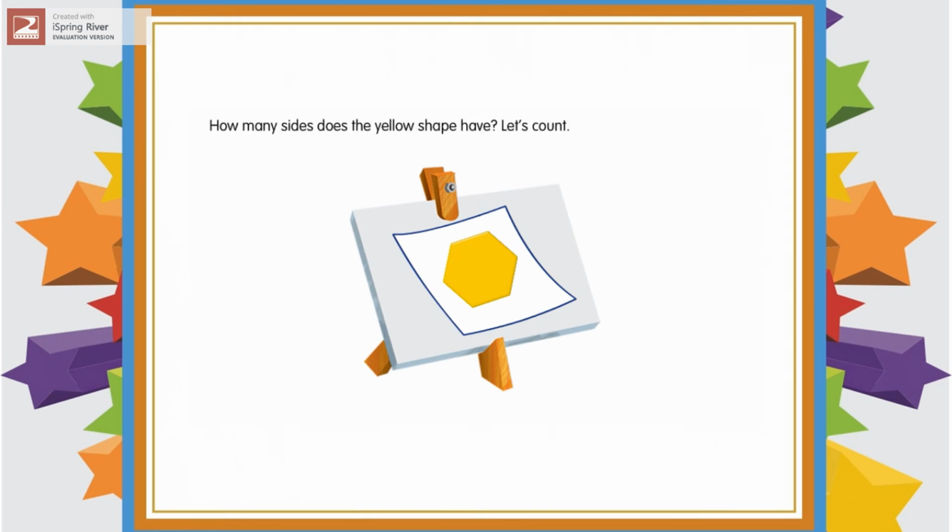How many sides does the yellow shape have? Let's count. 1, 2, 3, 4, 5, 6. The yellow shape has 6 sides. You can use smaller shapes to cover the tracing. How many red shapes do you need to cover the yellow shape? You need 2 red shapes.